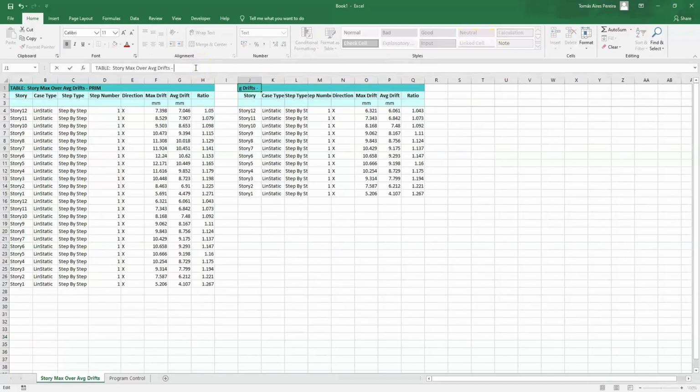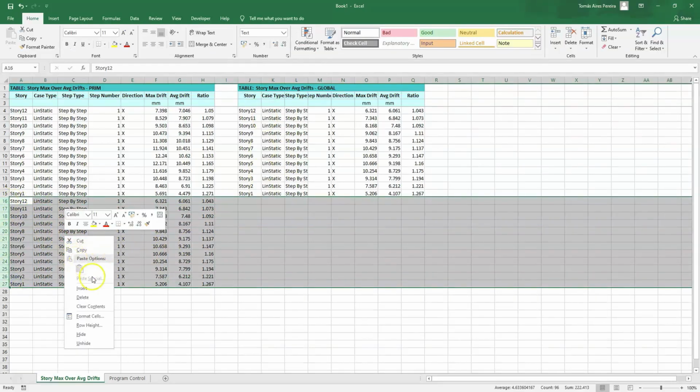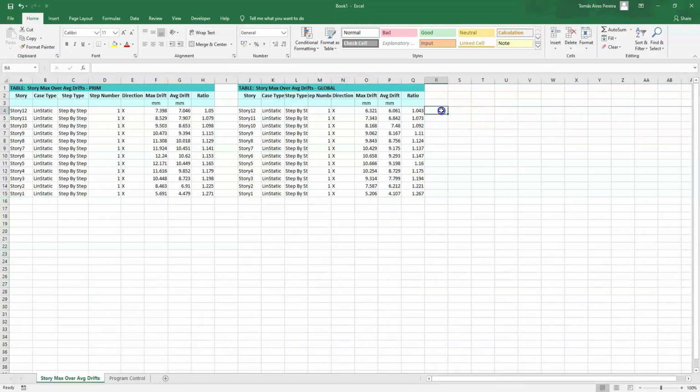Giving these different names to make them easier to understand. We will remove some unnecessary elements. We are now ready to generate columns for the ratios, one related to average drifts and another to maximum drifts. We see that we have done this for the averages, and now we will do it for the maximums.